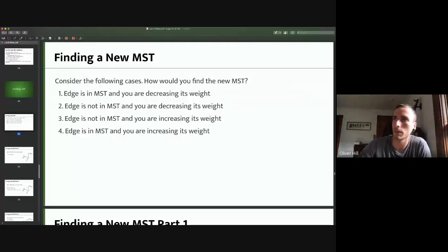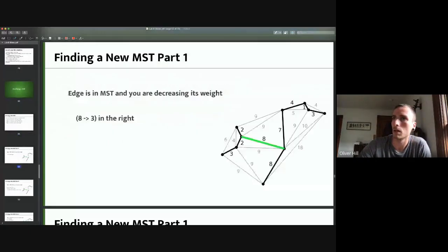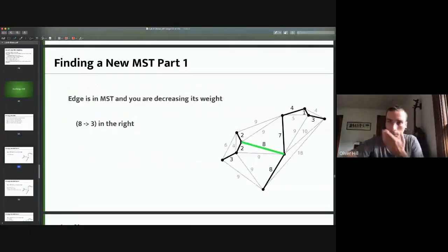Okay, let's start out. First one, the edge is in the MST and we're decreasing the weight. What do you think? Do we need to do anything? First of all, question 1, does anything need to change?